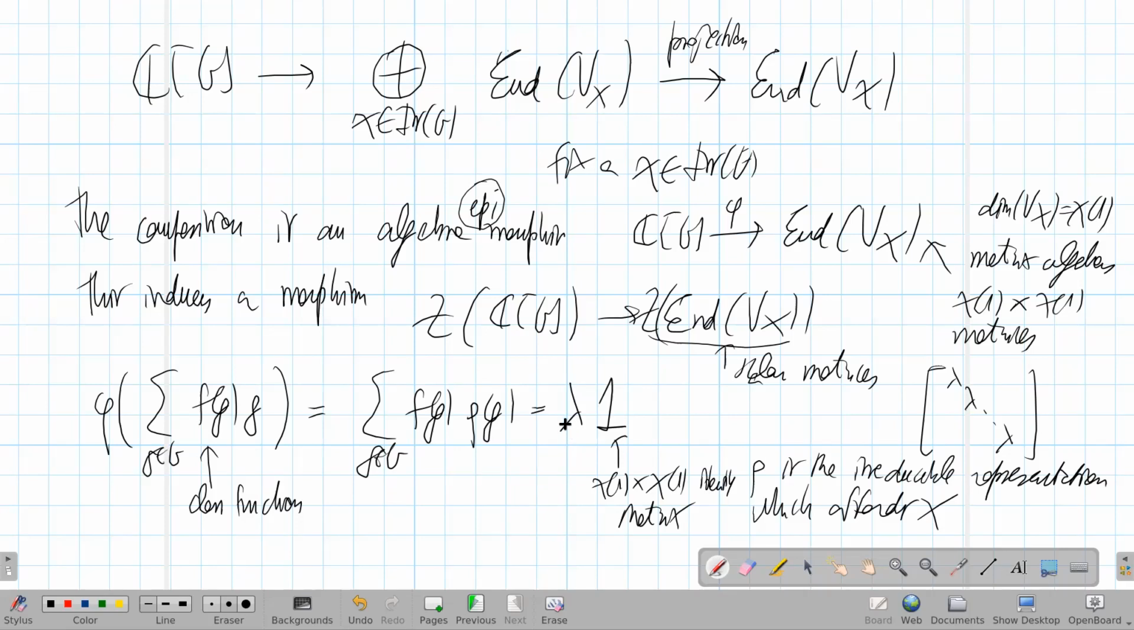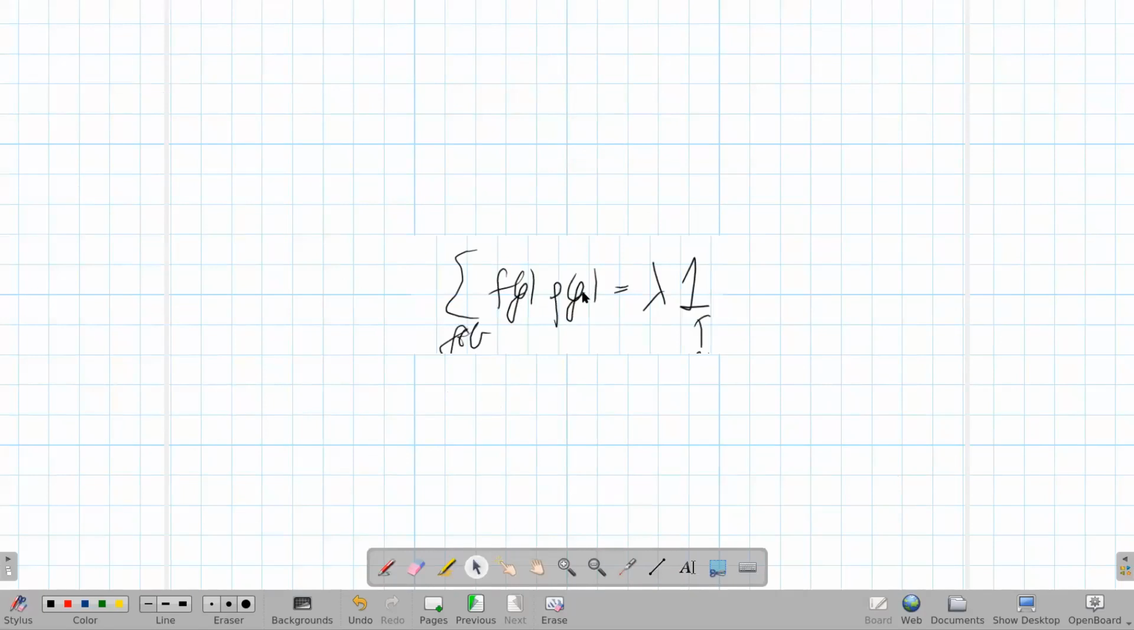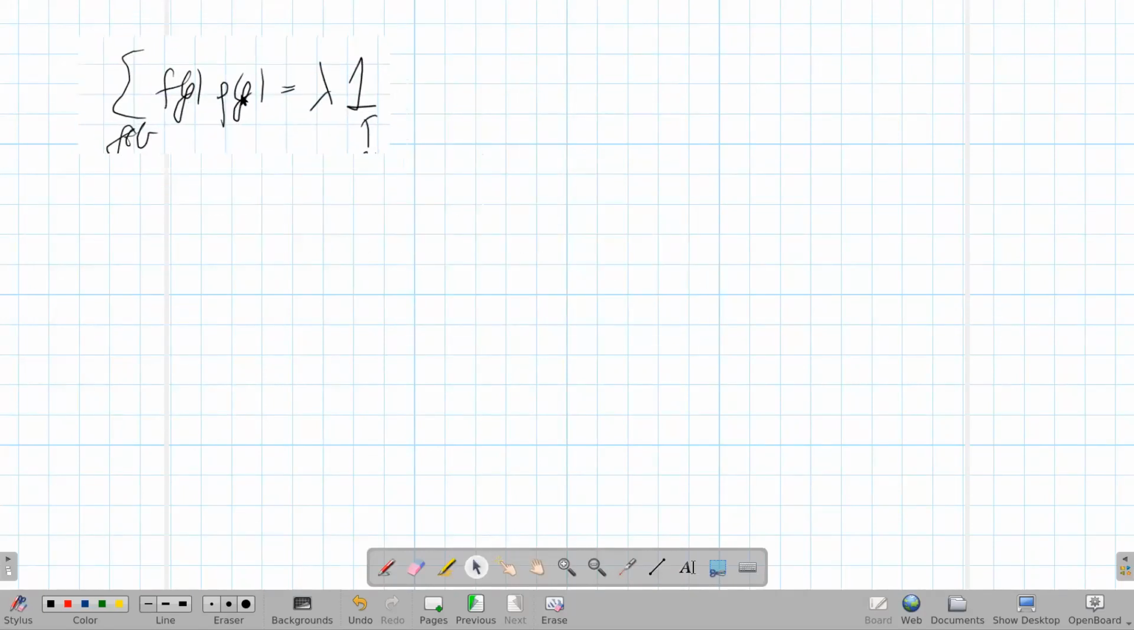So let's copy this, and then we'll, okay, there's something more. Add to new page. Great. We'll put it here. Okay. So, well, forget about this. So how do we compute lambda?